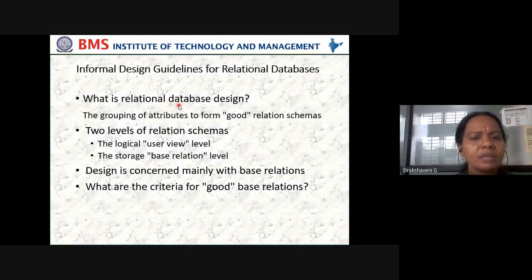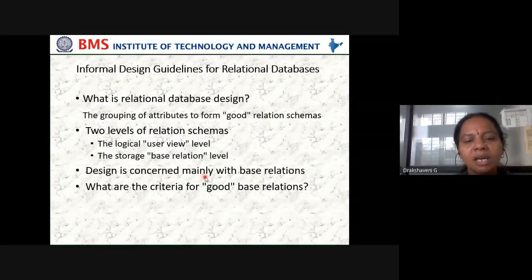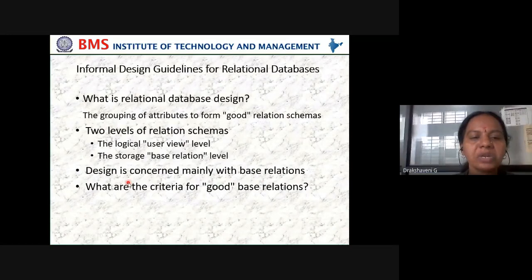What is relational database design? How do we design, and what are the things we should have? The grouping of attributes to form a good relational schema. Then two levels of relational schema: the logical or user view level, the storage or base relation level. Then design is concerned mainly with the base relation. What are the criteria to be a good relation?